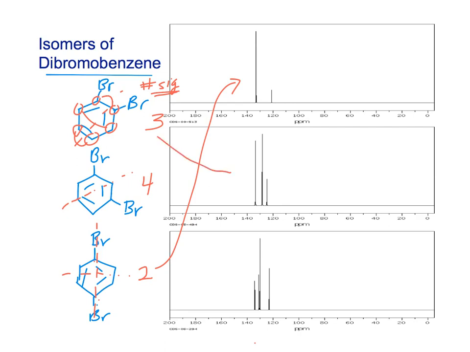It's going to be for the top one, we see 3 peaks, and the bottom one has 4 peaks. Okay? So we didn't need to know anything about chemical shift on this problem. All we needed to know is about symmetry and how many peaks we would observe.